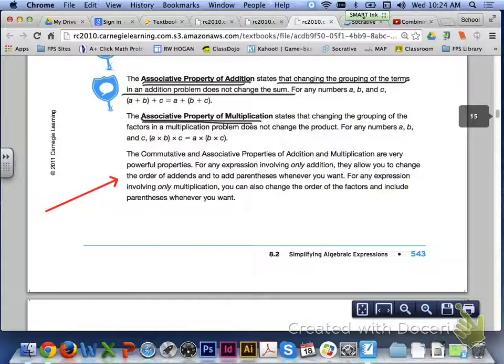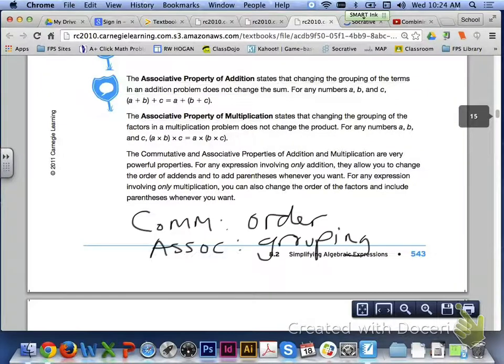The commutative and associative properties of addition and multiplication are very powerful properties. For any expression involving only addition, they allow you to change the order of addends and to add parentheses wherever you want. For any expression only involving multiplication, you can also change the order of the factors and include parentheses whenever you want. So let's remember those key words. Whenever we are implementing the commutative property, we are changing the order, and whenever we are implementing the associative property, we are changing the grouping.